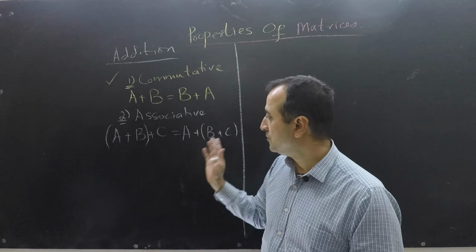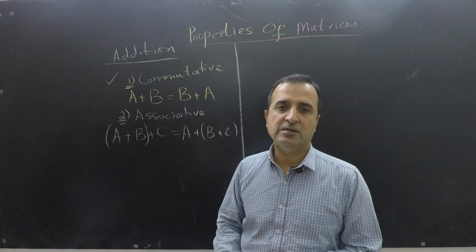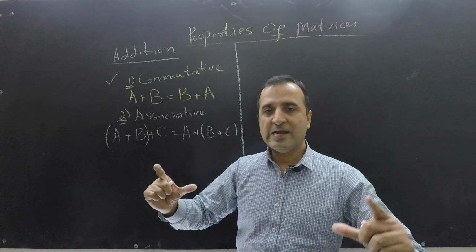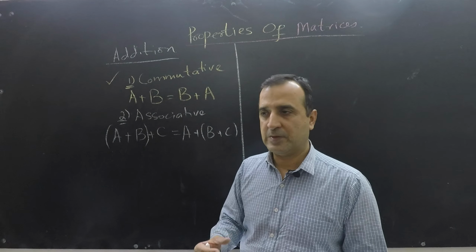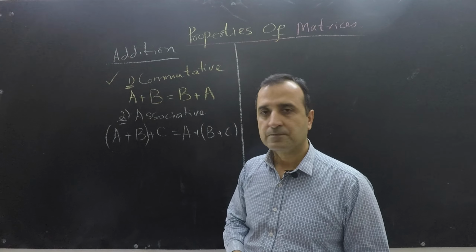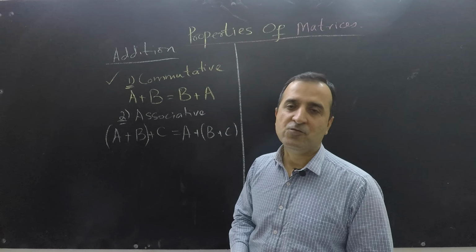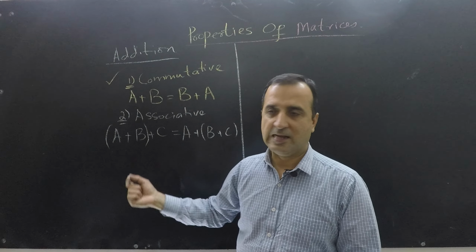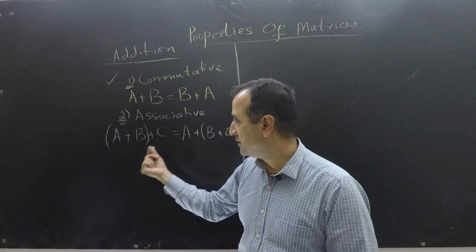We can also use this property for more than 3 matrices. We can use 4 matrices or 5 matrices, and we can place brackets wherever we like, and the placement of brackets will not change the result. Can we put the brackets around A plus C? No, A plus C we can't. We can only place brackets with consecutive matrices. Like we can add A and B, and then add C to the result.